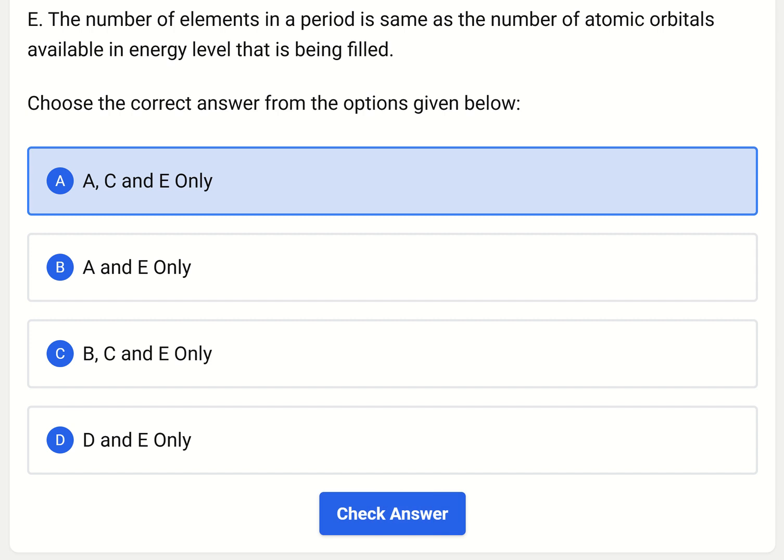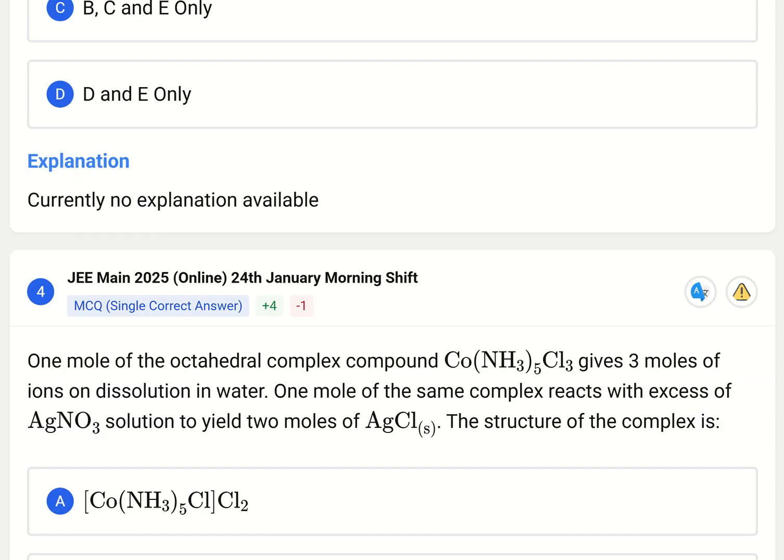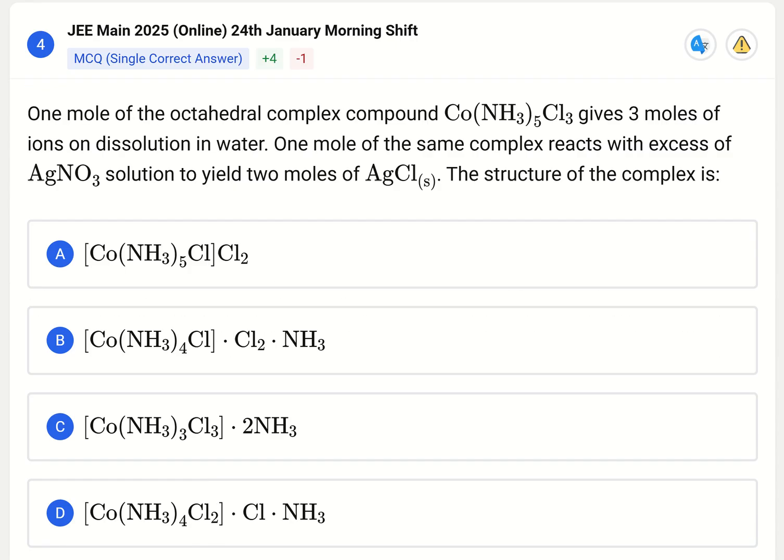So A, C and E are on. Yes, we got this answer right. So this is how you can use tricks. This is how you can save your time. This is how you can do some sort of smart work.